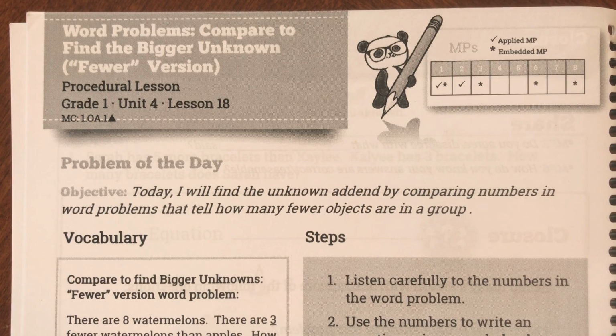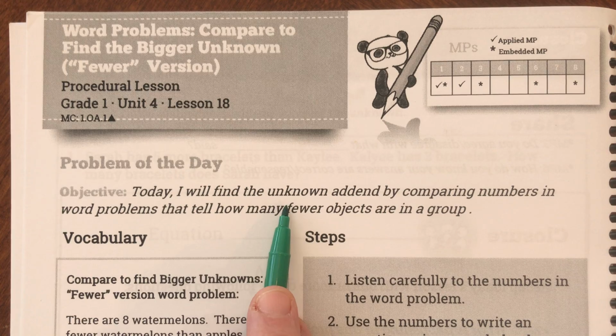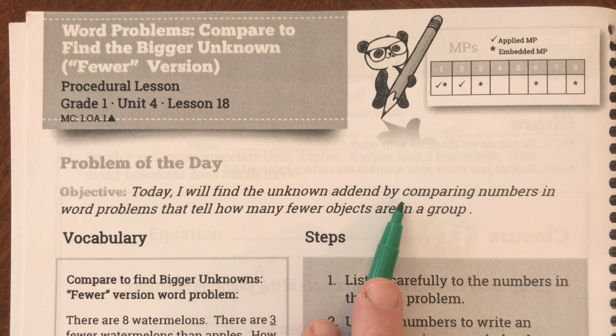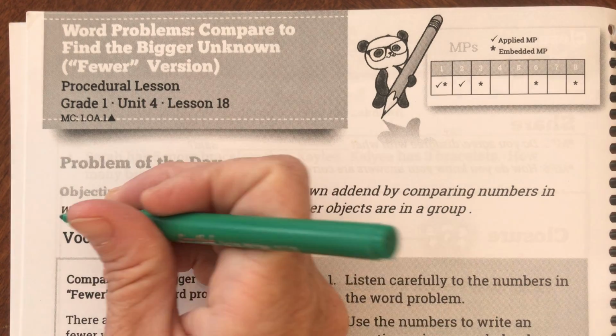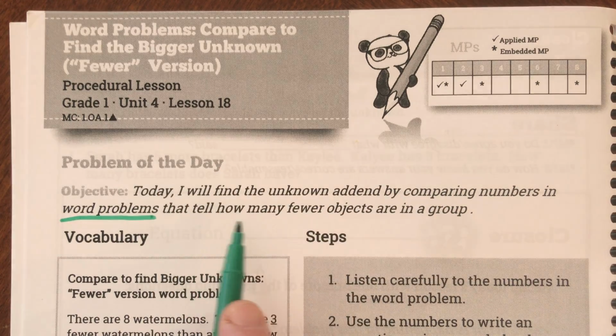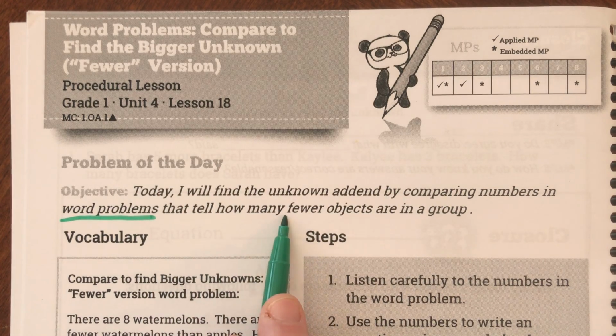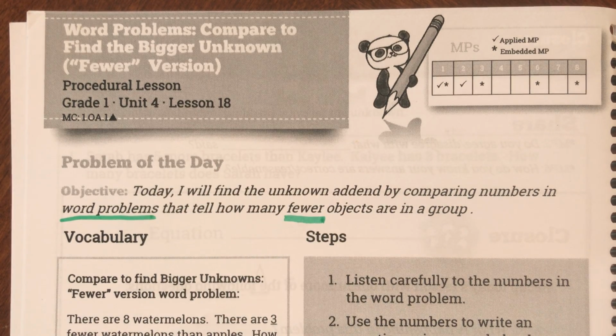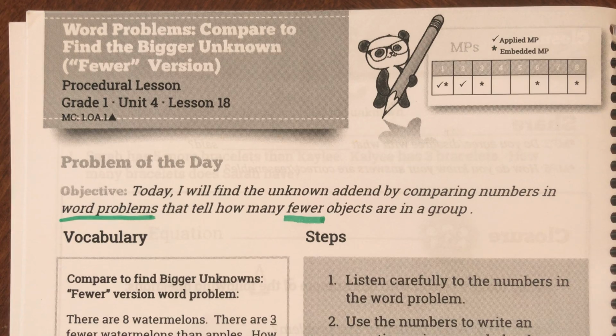339 of your student journal, page 339. And our objective today is, today I will find the unknown addend by comparing numbers in word problems that tell how many fewer objects are in a group. So in our last lesson, we said how many more. This time we're going to be talking about how many fewer are in the group.